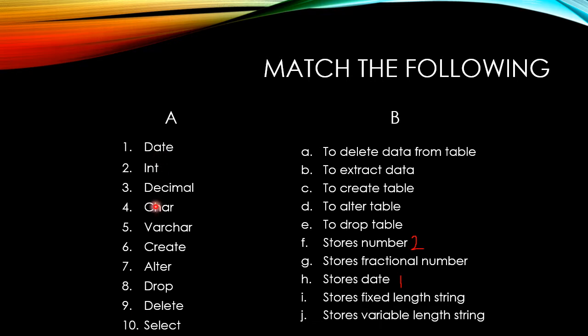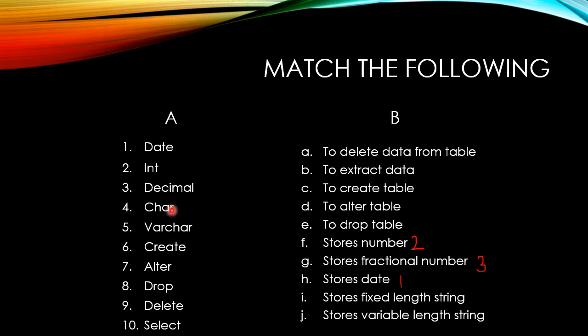The next is decimal. Decimal says that we can write both numbers, that is with decimal point and without decimal point. So it is going to store the fractional number. So the correct option of decimal is stores fractional number. So here I will write 3.